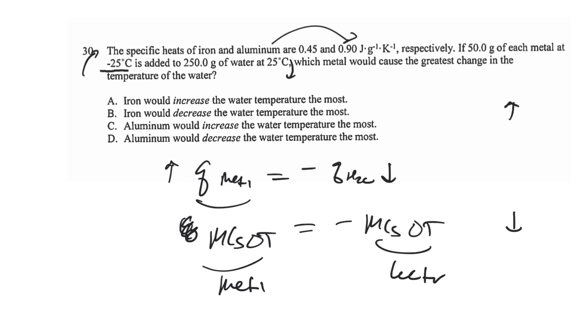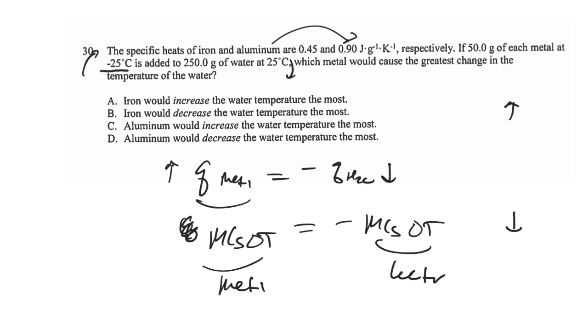So now if we're considering the metals being cold instead of hot, so we have cold iron, cold aluminum, both at the exact same temperature, then aluminum would have lost more heat upon cooling, so it's going to be able to pull more heat out of the water, so it's going to cool water down by the most.